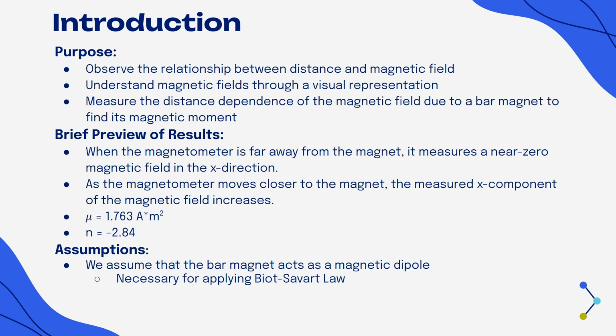For a brief preview of the results, when the magnetometer is far away from the magnet, it measures a near zero magnetic field in the x direction, and as the magnetometer moves closer to the magnet, the measured x component of the magnetic field increases. The magnetic moment, or mu, was found to be 1.763 amperes meters squared, and n was found to be negative 2.84. There was one assumption made, which is that we assume that the bar magnet acts as a magnetic dipole, which is necessary for applying Biot-Savart law.